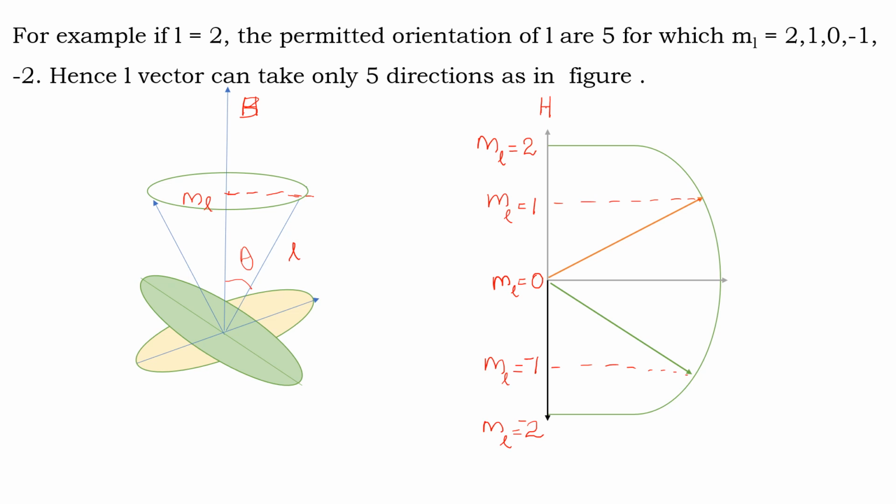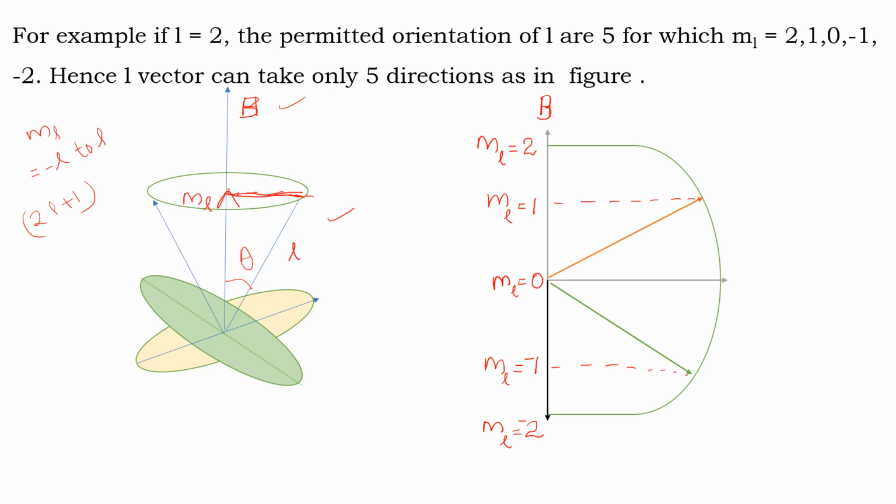That is, here this L vector can be represented, and the ml vector can be represented as the projection of this L vector on the field direction, and this is the projection. Therefore, the ml can be represented as the projection of the L vector along the field direction. And this ml can have values from minus L to plus L, or a total of 2L plus 1 values.